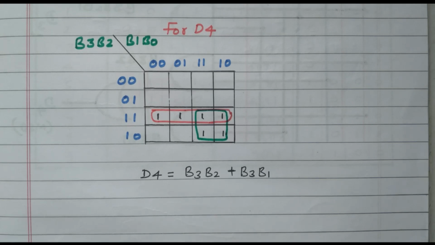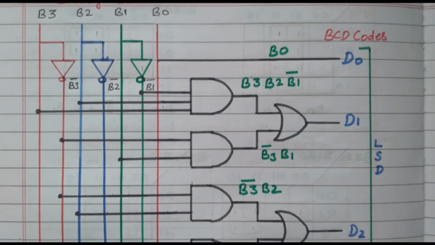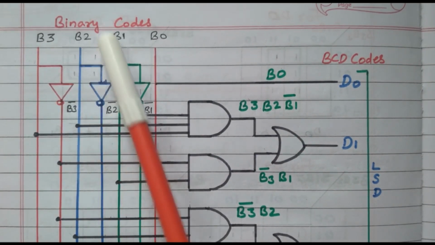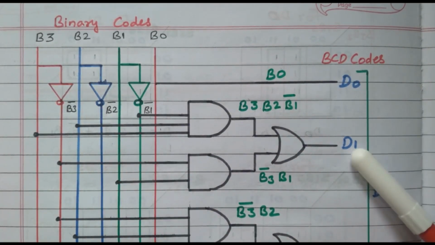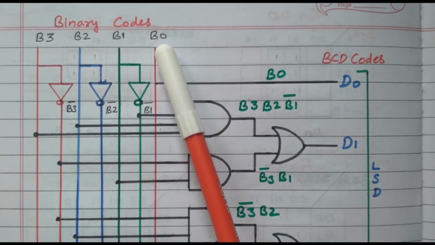code. Now these Boolean functions should be implemented with the logic gates. Now we will go to the logic gate. So this is the logic gate available. First we will see the inputs. What are the inputs available? This is the binary codes input. This is the BCD output. So the binary code, what do we have? B3, B2, B1 and B0.